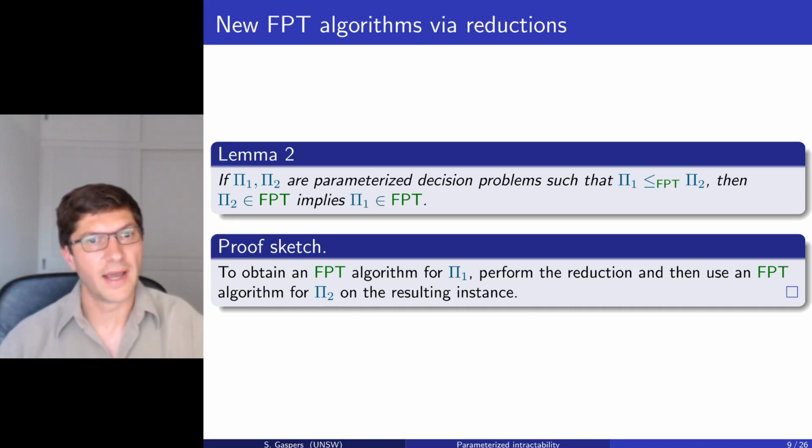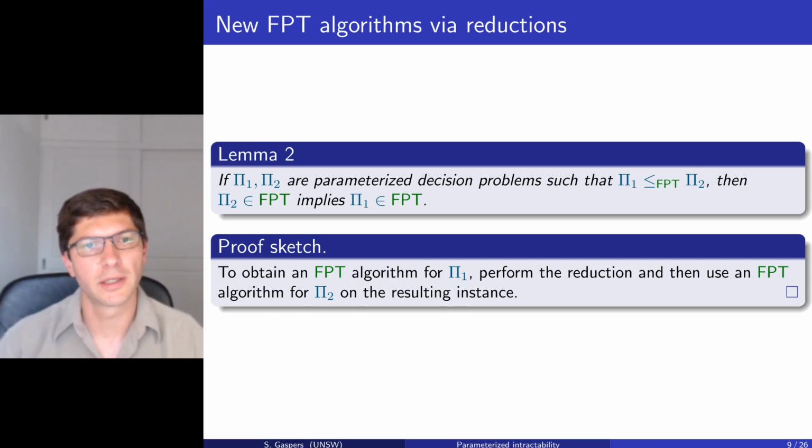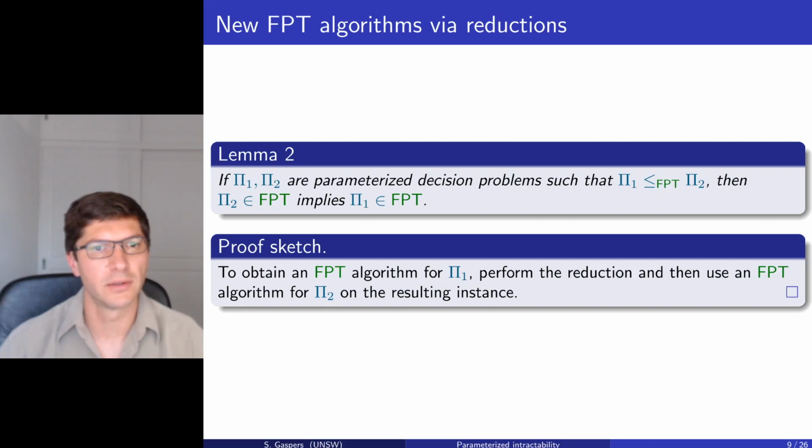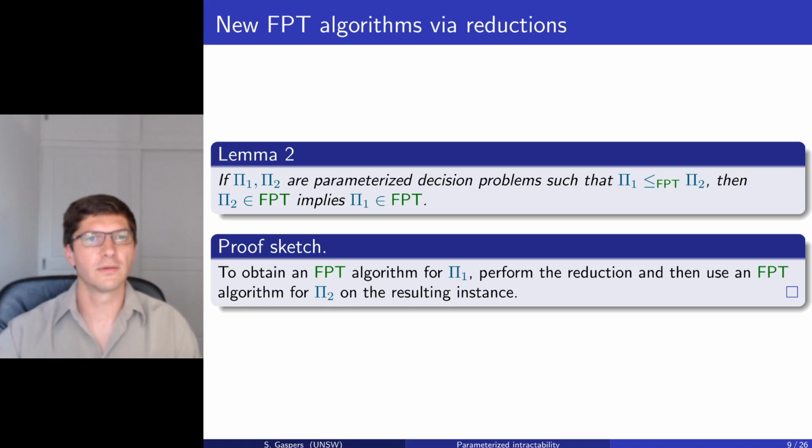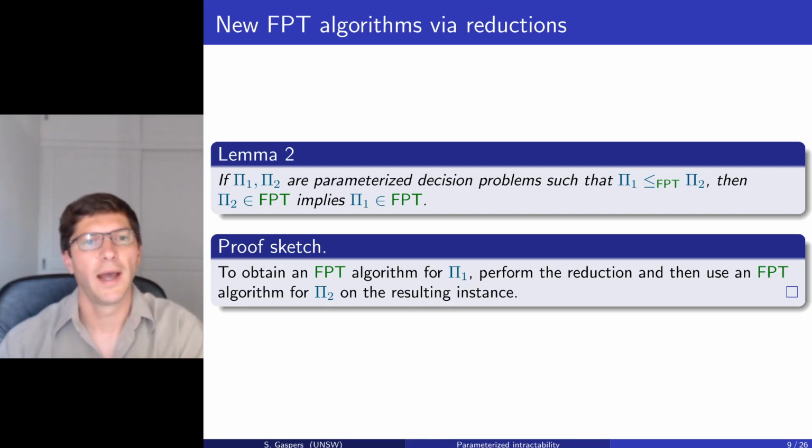Very similar to the theory of NP-completeness, we can now use our reduction to solve new problems. So if pi1 and pi2 are parameterized decision problems, and pi1 can be reduced to pi2 by a parameterized reduction, then if we have an FPT algorithm for pi2, we can obtain an FPT algorithm for pi1. This works just by taking an instance for pi1 and applying the reduction. So in FPT time, we create an equivalent instance for the pi2 problem. Now we use an FPT algorithm for pi2 to solve that instance, and we are guaranteed that the parameter is not too large. Then we just return the result.